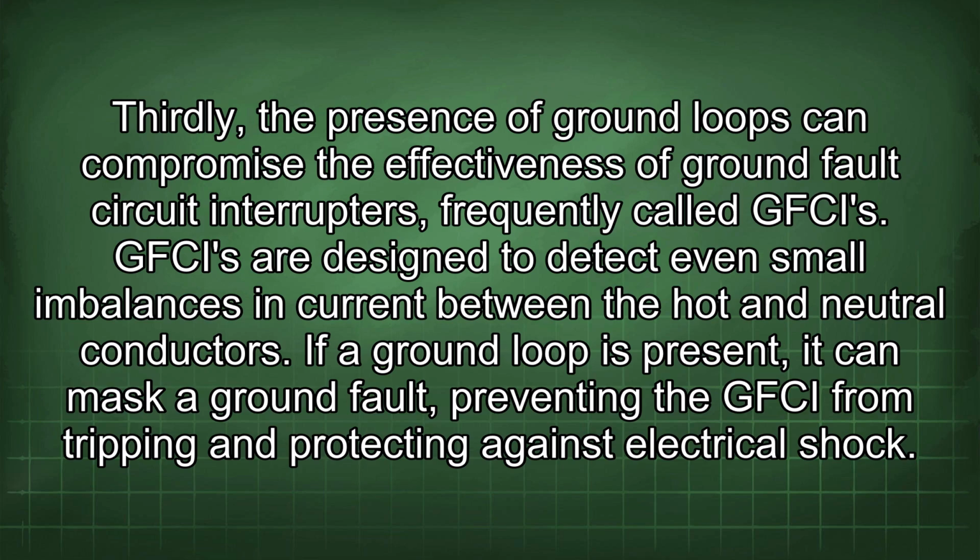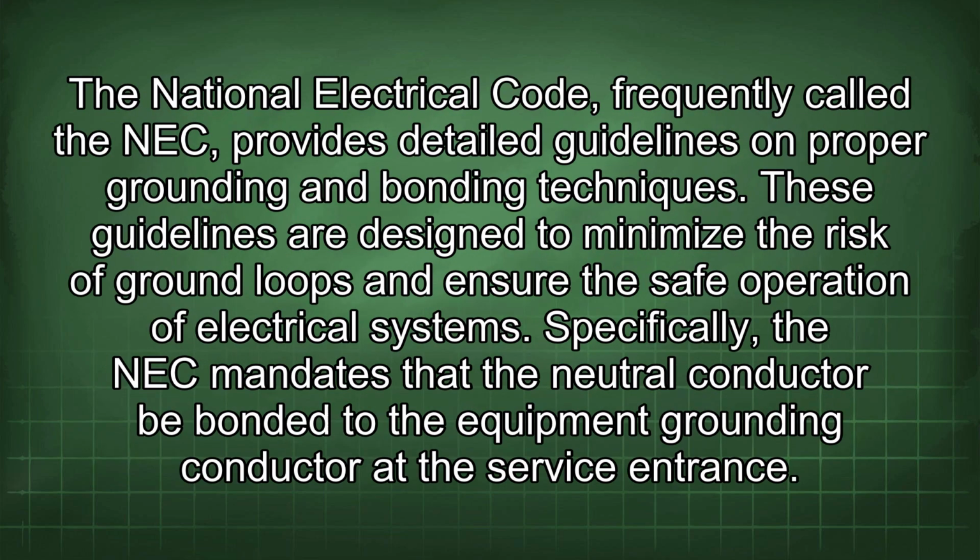GFCIs are designed to detect even small imbalances in current between the hot and neutral conductors. If a ground loop is present, it can mask a ground fault, preventing the GFCI from tripping and protecting against electrical shock. The National Electrical Code, frequently called the NEC, provides detailed guidelines on proper grounding and bonding techniques. These guidelines are designed to minimize the risk of ground loops and ensure the safe operation of electrical systems.